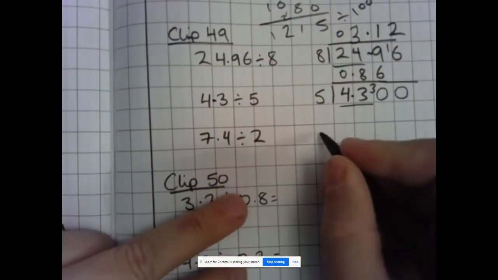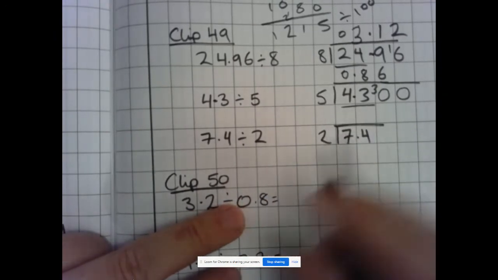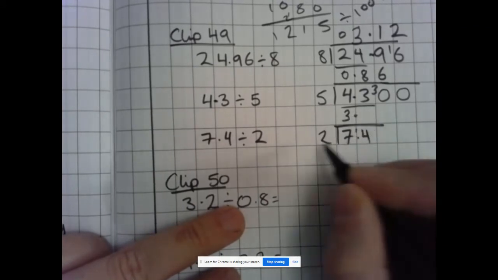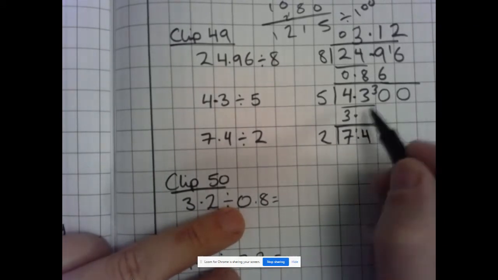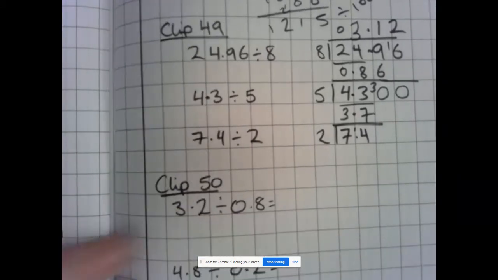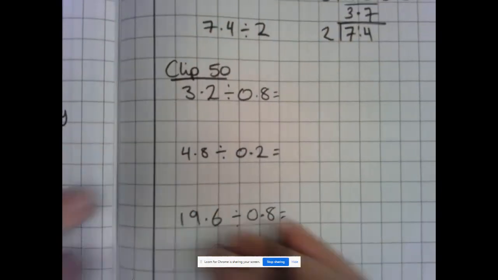Final one for this clip, we're going to look at doing exactly the same method. 7.4, 2 into 7 goes 3 times, remainder 1. Keep the decimal point in there. 2 into 14 goes 7. So my answer is 3.7, making sure, like I said, you put the decimal point in there and write it as an answer. Final clip for today.